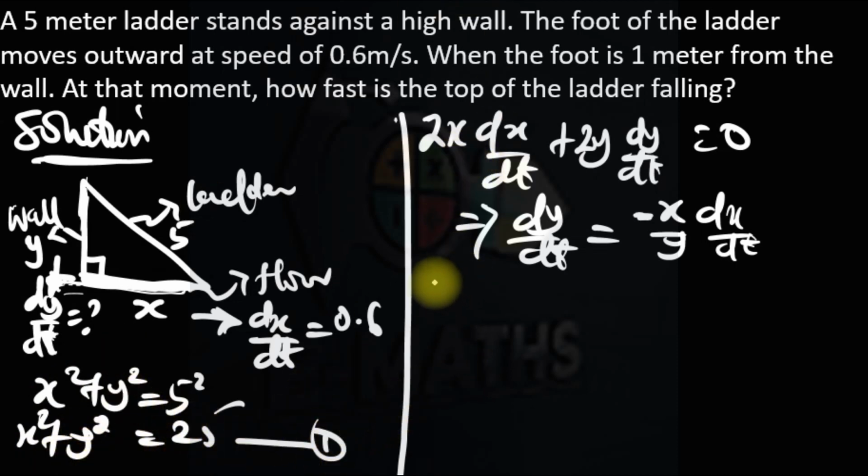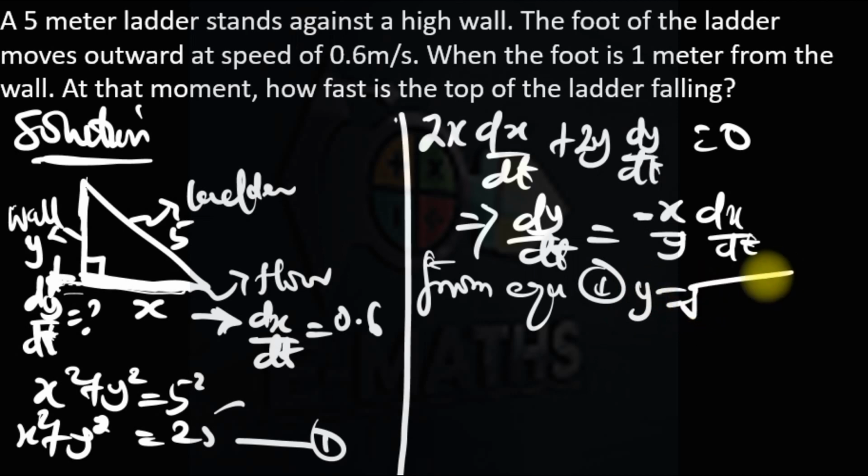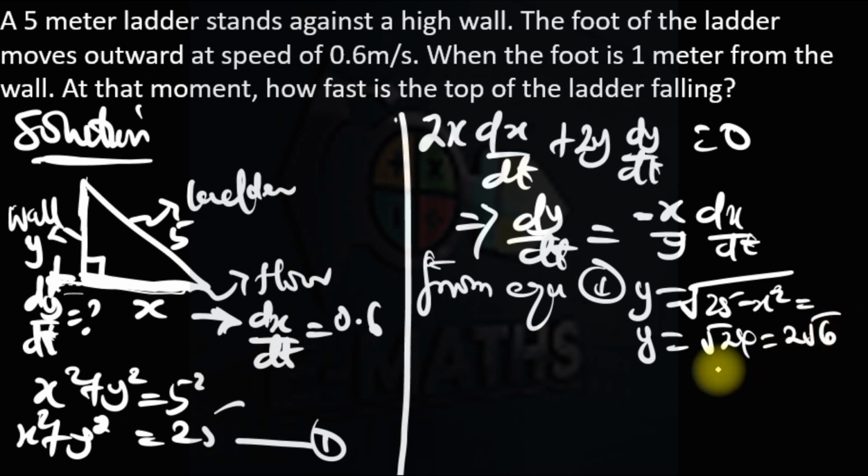So from equation 1, y is the square root of 25 minus x squared, which is square root of 24, which is 2 root 6. That is substituting x as 1. They gave us when x is 1.